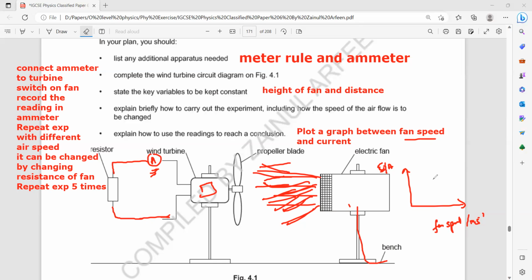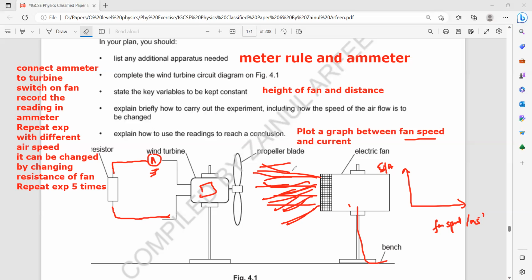So for explaining how you use the readings to reach a conclusion, this is how you'll write your answer. You'll mention plot a graph between the fan speed and the current. You can mention fan speed on the x-axis and current on the y-axis. That is fine. But the best thing is to not just say plot a graph of fan speed and current, because being a science student, a physics student, that is not the right way.